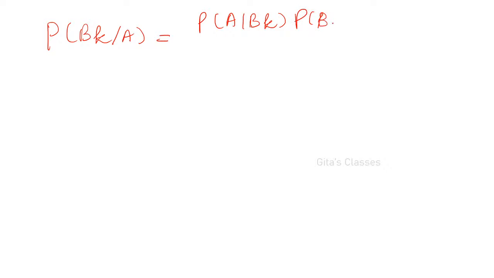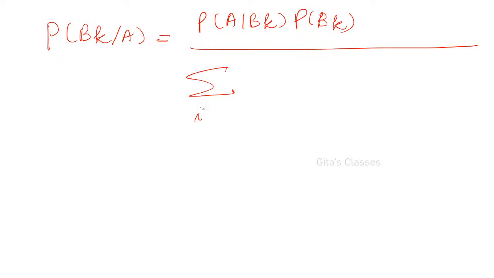If you want, you can write sigma. In terms of sigma, P of Bk given A is equal to P of A given Bk into P of Bk. Instead of writing all these steps, I can write it as sigma, i varies from 1 to n, P of A given Bi into P of Bi. This is the theorem, hence the proof.